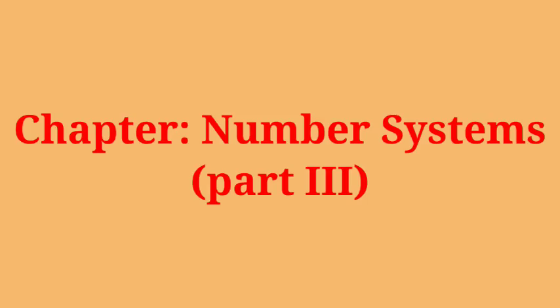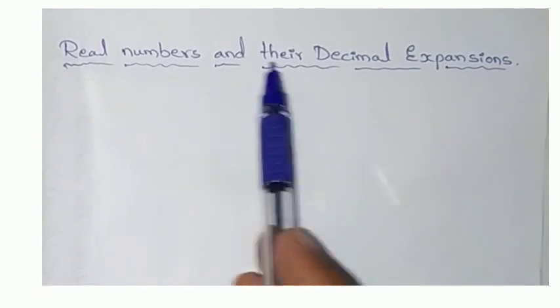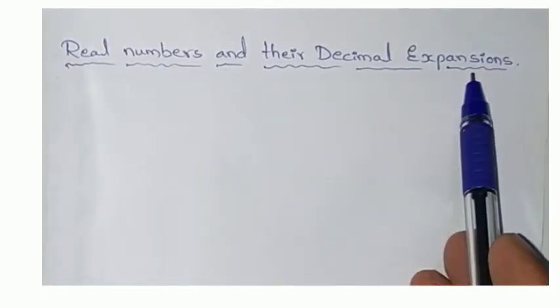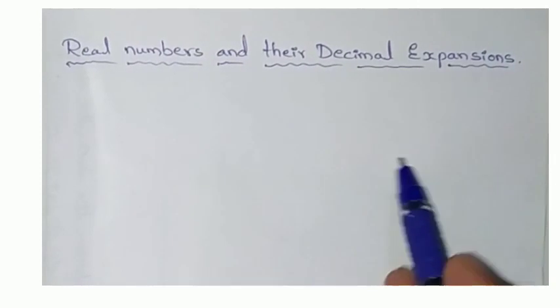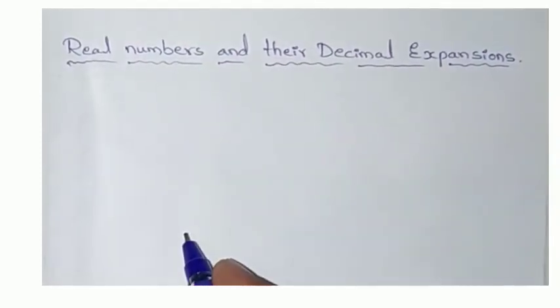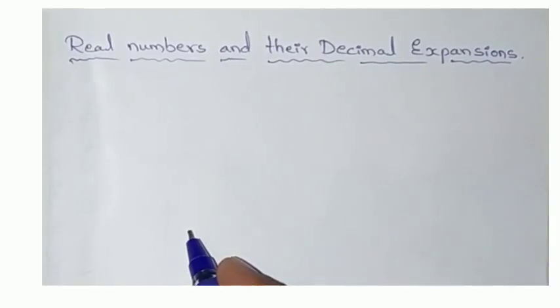Chapter Number Systems, Part 3. Today we are going to discuss real numbers and their decimal expansions. Okay, so we already studied how to get the decimal expansion. If the denominator is in the form of 10, 100, 1000, it is very easy to make the decimal form.